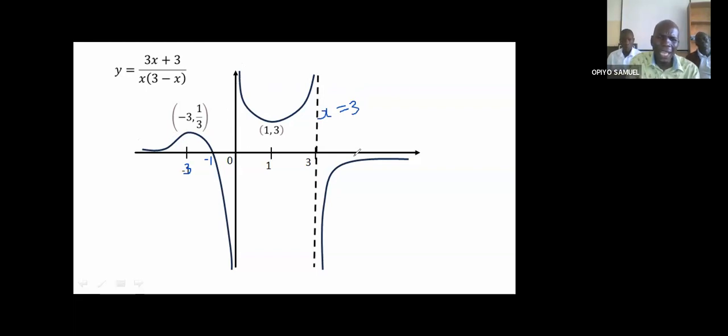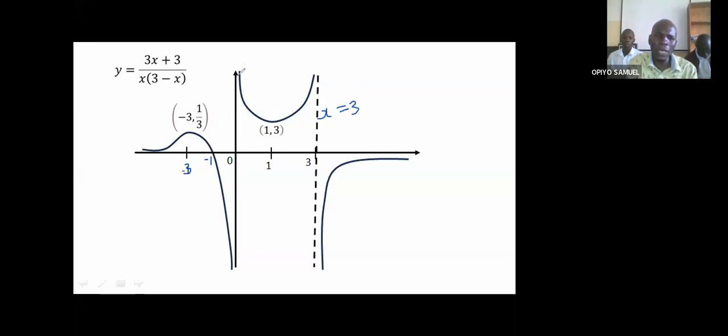However, for the x and the y axis, they're already bold. So you need not draw again the line of asymptote on them, since all of them are also lines of asymptotes. So in the region between 0 and 3, we have seen the curve is also positive. So it lies above the x-axis and must be asymptotic. We have a turning point here, which is minimum.